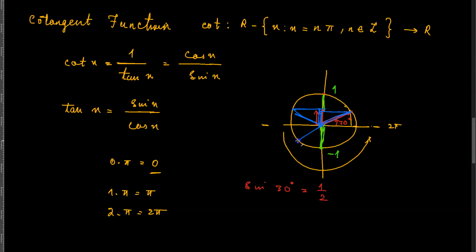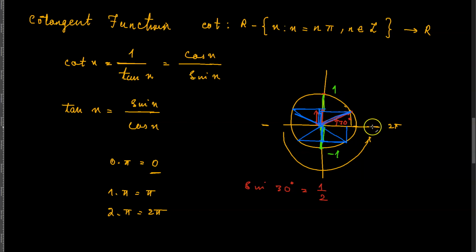If your angle is in the third quadrant, as you can see, it's a negative value. In the fourth quadrant, as you can see, the sine of the angle is going to be a negative value.